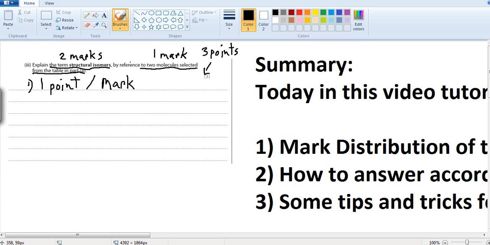I hope you have understood the mark distribution of this question, and like this we will solve brief questions and explanation type questions. It is simple: you just break this whole bunch of question into small parts and find the points. We will get 2 marks for explaining the term structural isomers, and for identifying the molecules we will get 1 mark.